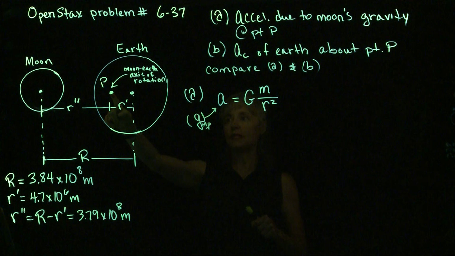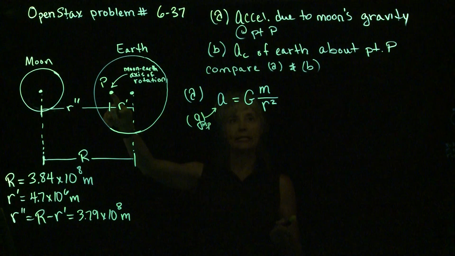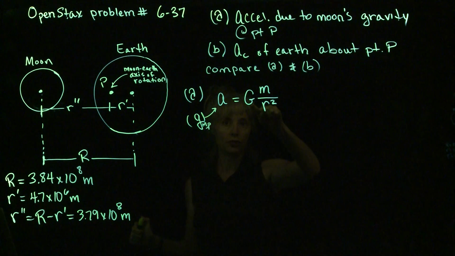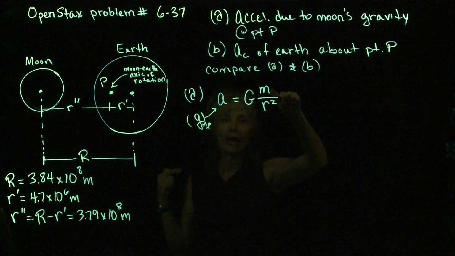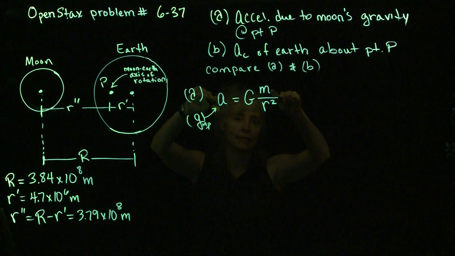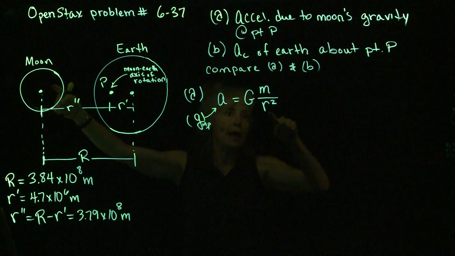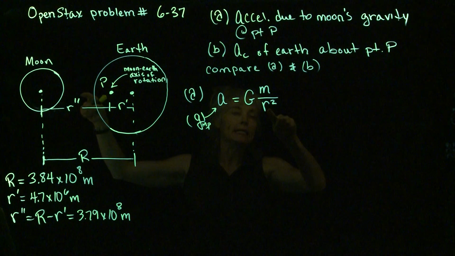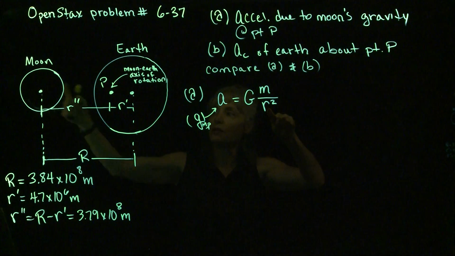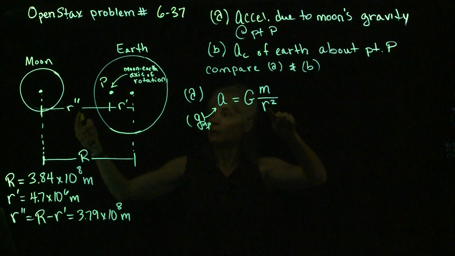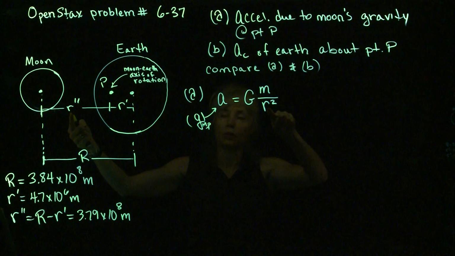And remember that the acceleration due to gravity by an entity has a very specific form that involves the universal gravitational constant, big G, the mass of whatever entity you're calculating the acceleration due to. So in that case, it's going to be the moon's mass, divided by the distance away you are from the center of the moon. So in this picture, this distance is going to be labeled as r double prime. That's our r double prime.